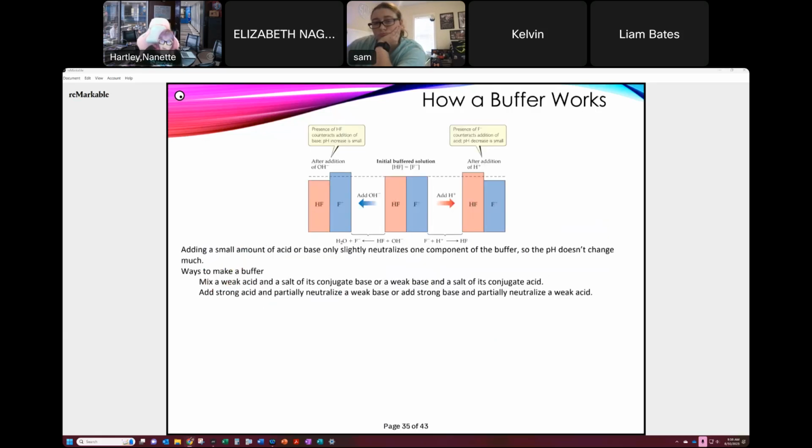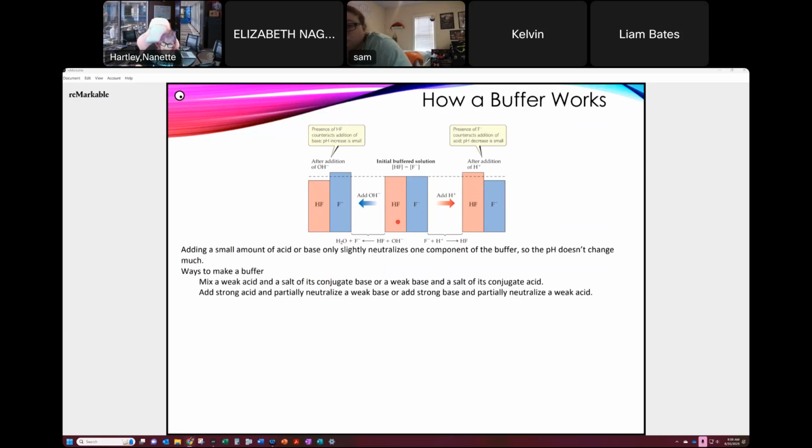Now, how a buffer works: if I have a buffered solution made of HF and F minus, in equal concentrations, and I add H plus to that, the F minus that's present reacts with that H plus and gives me more HF. That means my HF concentration has gone up and my F minus concentration has gone down because of that equilibrium. But because I took up that H plus, it doesn't affect that concentration very much, so my pH doesn't really change.